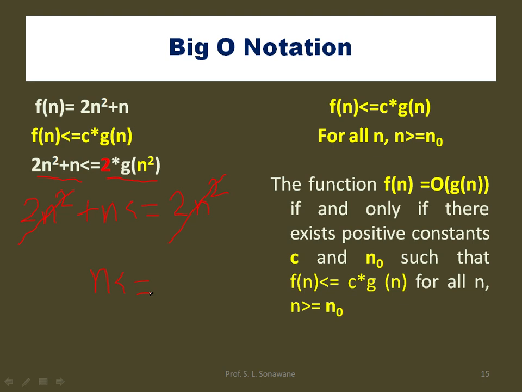So we will put the value of c as 3. So here the value for c we put as 3. So 2n square plus n less than or equal to 3 into g of n square. So here again we will solve it. So 2n square plus n less than or equal to 3n square.